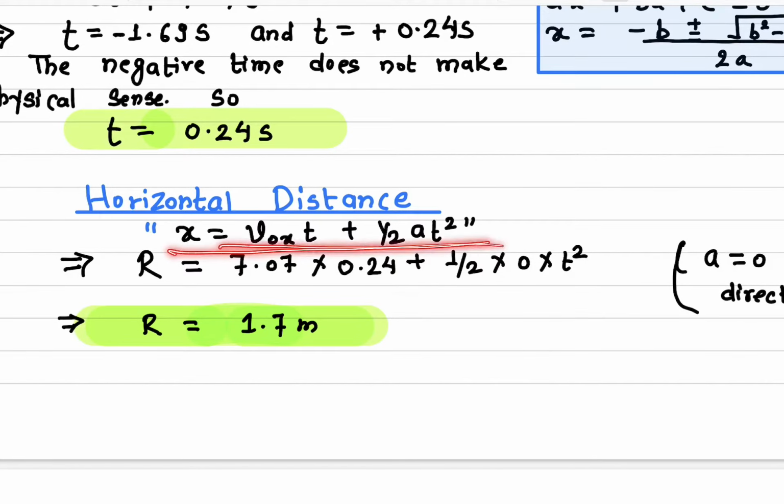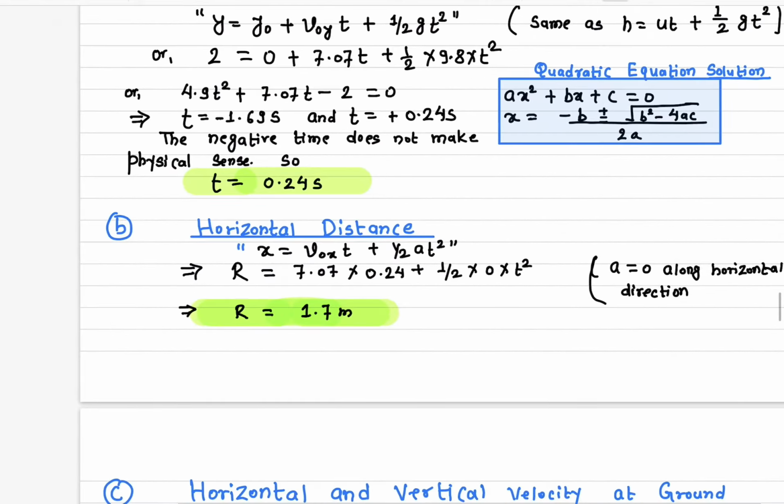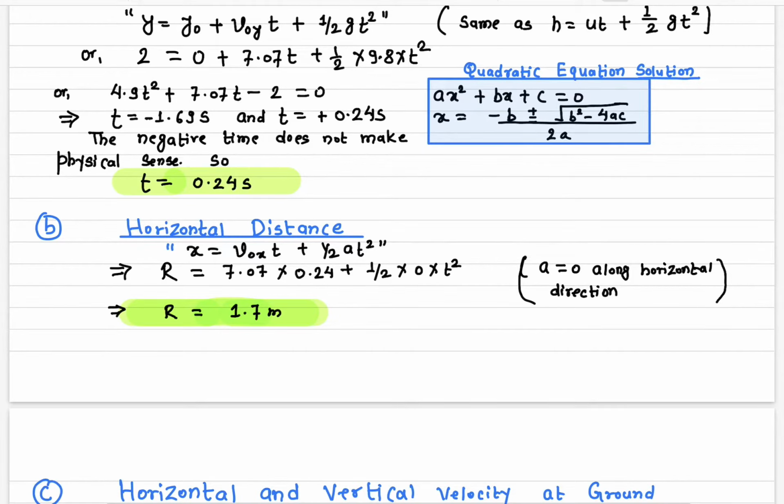So now we're going to use this equation here again, which is a kinematic equation. The x is the horizontal distance. In this case, we have r, which is the horizontal range. The v0x is the horizontal velocity, which is 7.07. And the time, we already have calculated this time here, which is 0.24 second. Half acceleration is 0 along x-axis. So the horizontal distance that we have gotten is 1.7 meter. All right, so that's our horizontal distance.